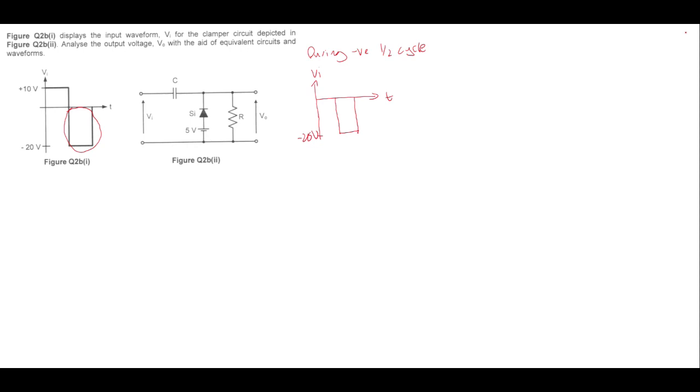After that you need to draw the circuit. For the circuit, you need to identify whether your diode is forward biased or reverse biased. Forward bias is the on condition and reverse bias is the off condition. So we try to identify it during the negative half cycle. We draw the circuit first.